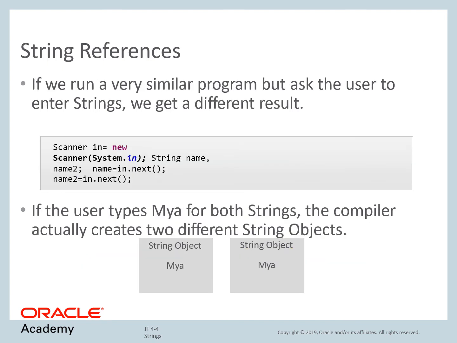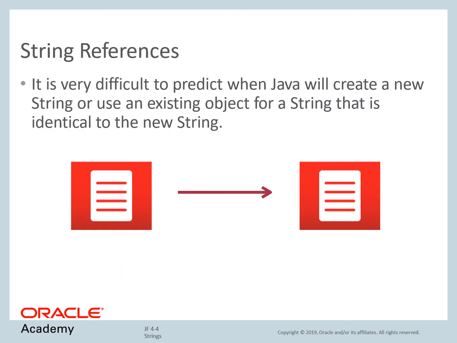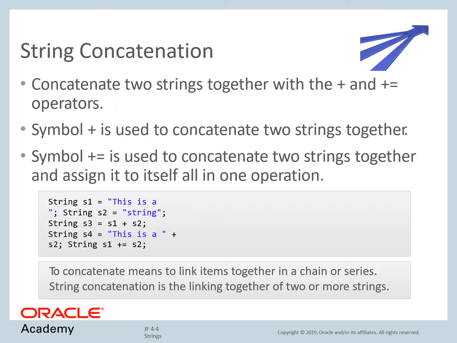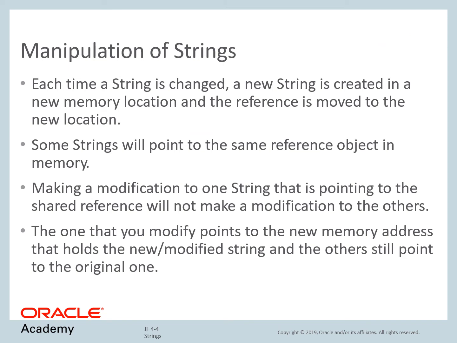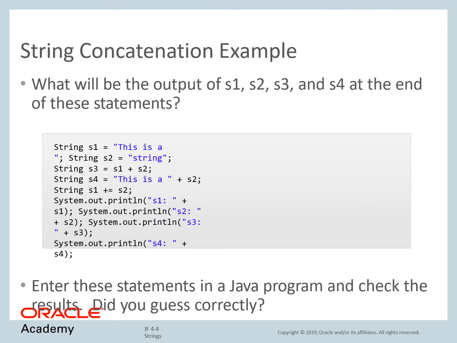If we run a very similar program but ask the user to enter strings, we get a different result. If the user types Mia for both strings, the compiler actually creates two different string objects. String concatenation. What will be the output of S1, S2, S3, and S4 at the end of these statements? Enter this statement in a Java program and check the result.